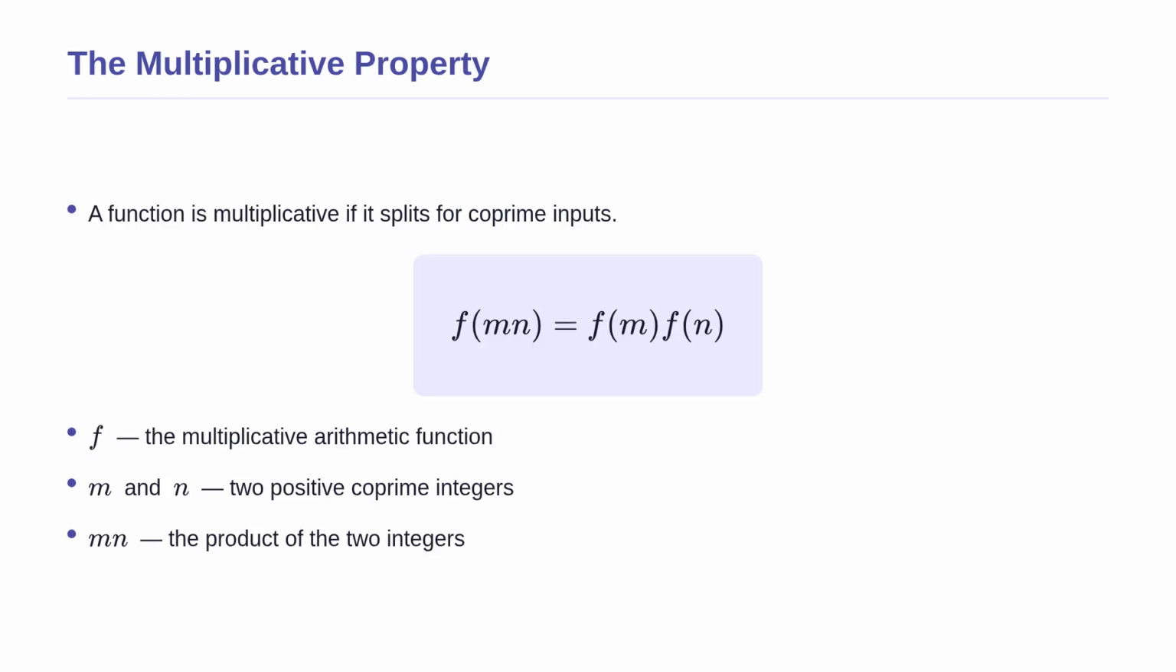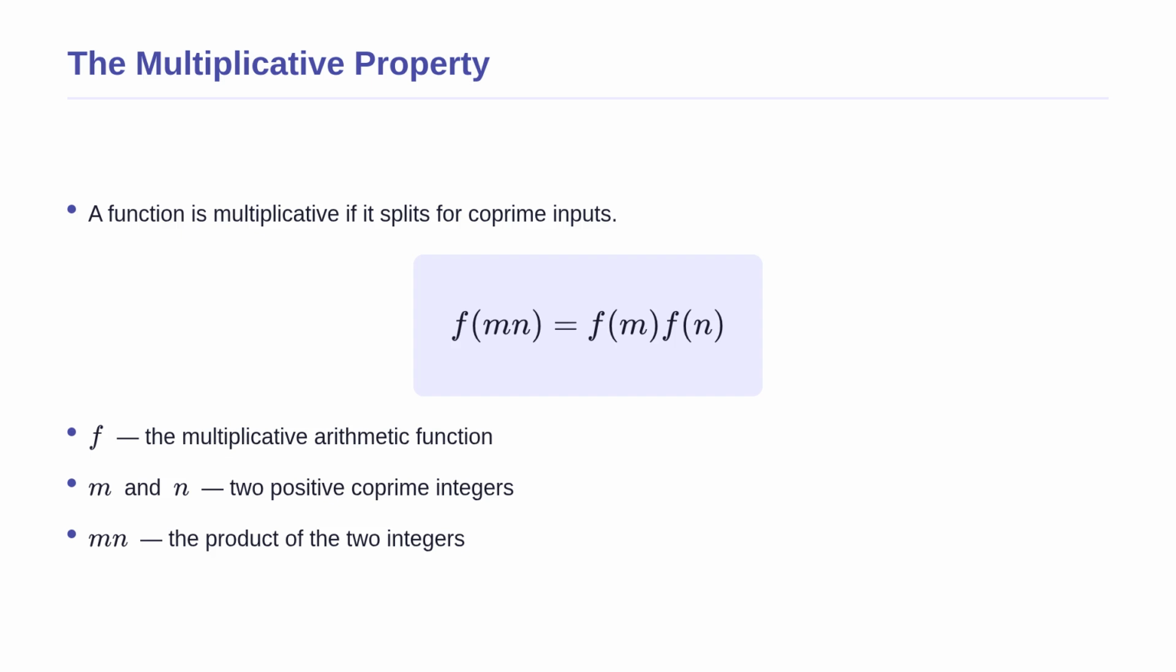Now that we understand what co-prime numbers are, let us look at the mathematical rule that defines a multiplicative function. The formula states that f(m times n) is exactly equal to f(m) multiplied by f(n). Conceptually, this means the function's value for a combined number is just the product of the function applied to each piece individually. But there is a strict condition. The variables m and n must be co-prime.